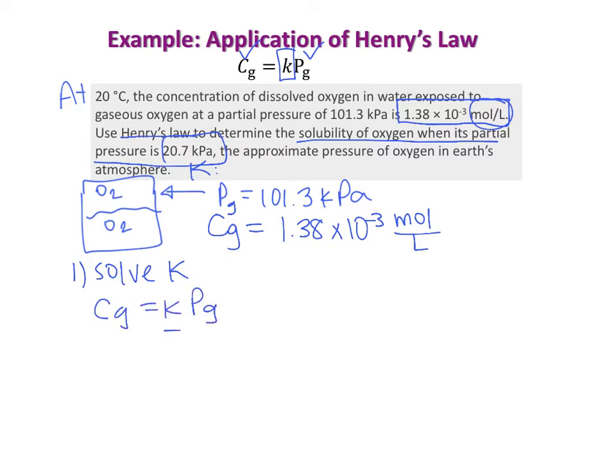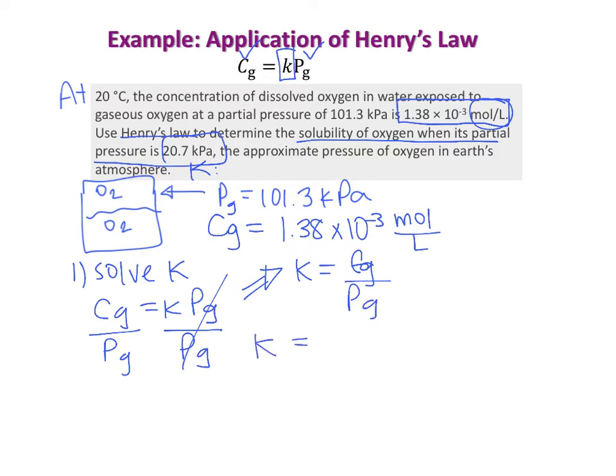I'm going to divide both sides by PG. That gives me K equals CG, so the solubility over the partial pressure. And then we just plug that in since we already have that. So CG is 1.38 times 10 to the negative third mole per liter. And then we divide this by the partial pressure.